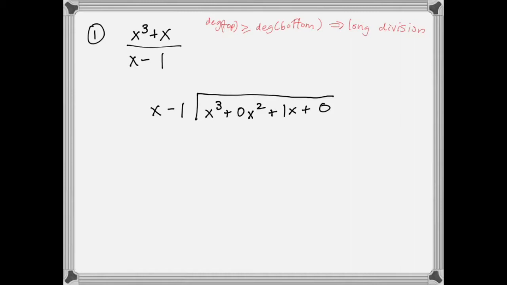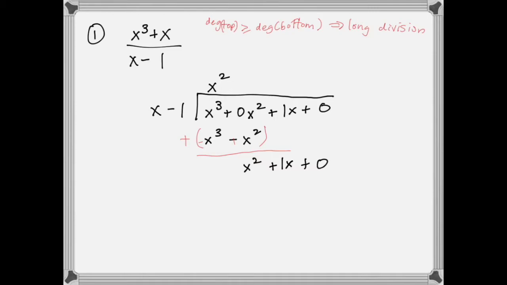So the first thing we ask is x times what gives us x cubed? And the answer is x squared, right? So if you multiply x squared times x minus 1, you get x cubed minus x squared, except we're going to subtract this, right? Because that's what you do in division. So if you subtract this, just remember that these signs change inside. And so you're going to end up with x squared, and then you drop these, and you do it again.